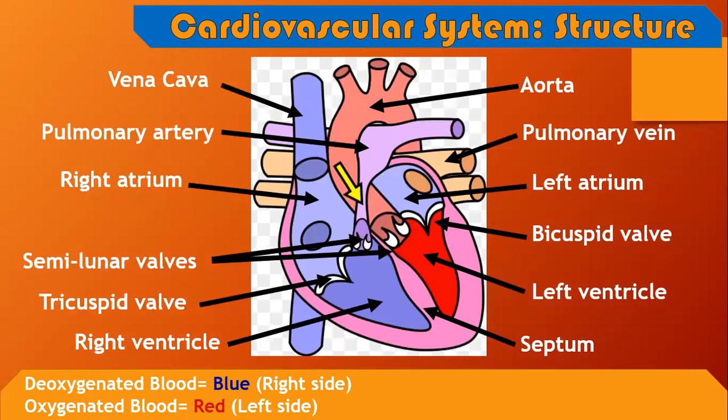There are 2 sets of valves within the heart. These are the semilunar valves, tricuspid and bicuspid valves. It is the job of the valves to prevent any blood flowing backwards through the cardiovascular system.